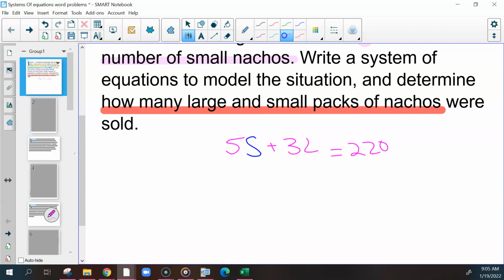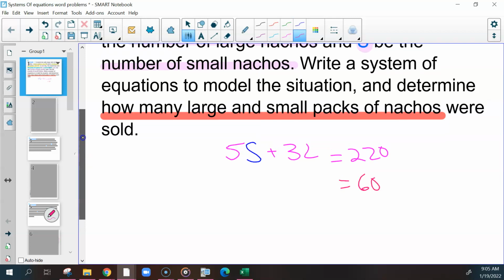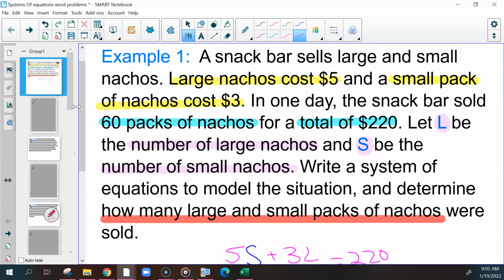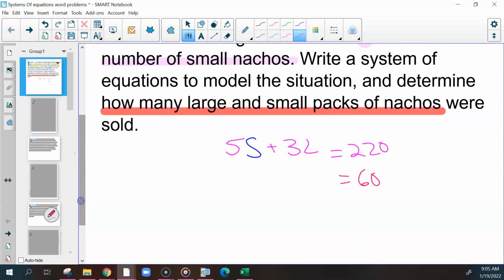$60. 60 represents the total number of packs altogether. What else here represents number of packs of nachos? L and S. That means we're going to add L and S here to equal 60.